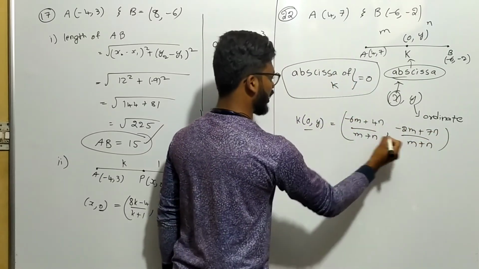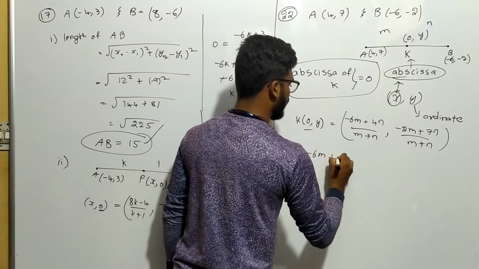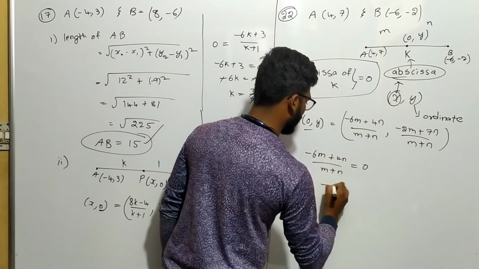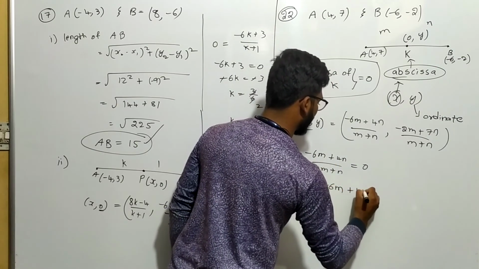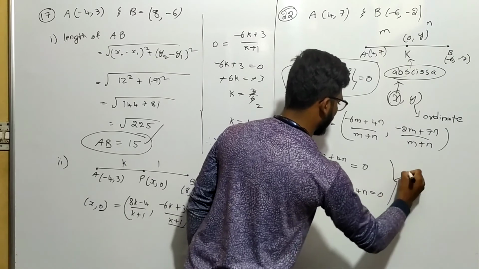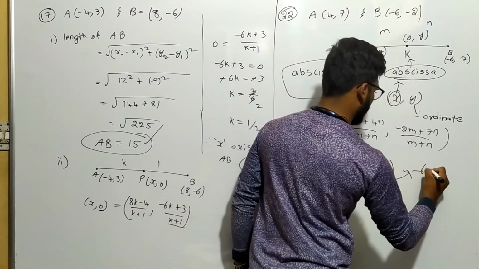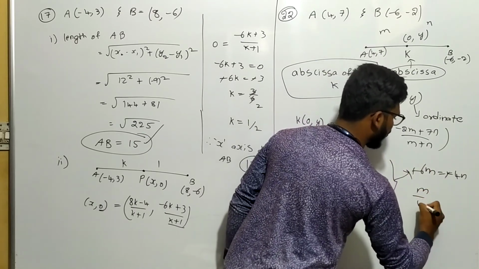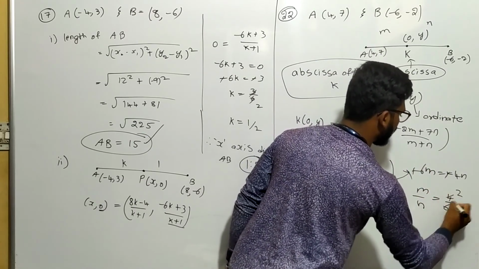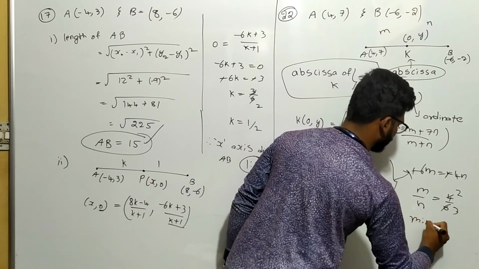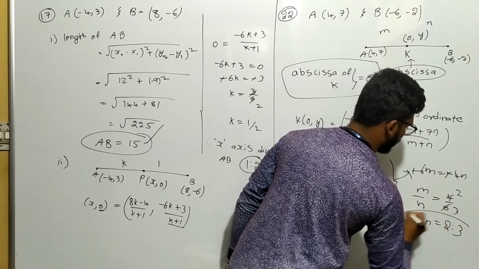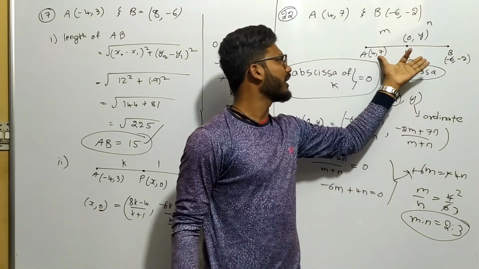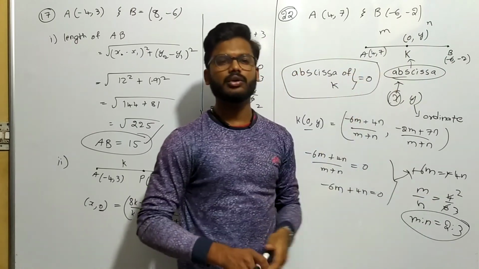So as we know the abscissa, we can equate minus 6m plus 4n by m plus n equal to 0. You will get minus 6m plus 4n equal to 0. From this you can write minus 6m equal to minus 4n. You want m by n, right? So m by n equal to 4 by 6. Two 2s are 4, two 3s are 6. Therefore m is to n equal to 2 is to 3. Therefore K divides the line segment joining AB in the ratio 2 is to 3.